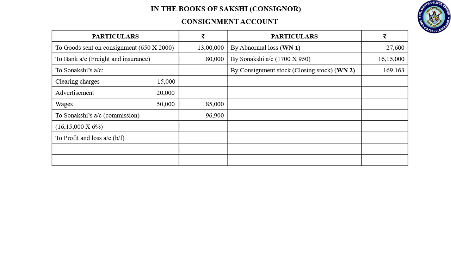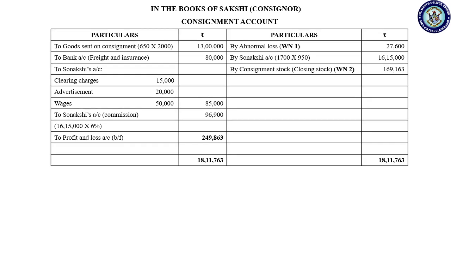Okay, after that the balancing figure is transferred to profit and loss account. The total is 18,11,763, and the difference is 2,49,863. So this is the consignment account.